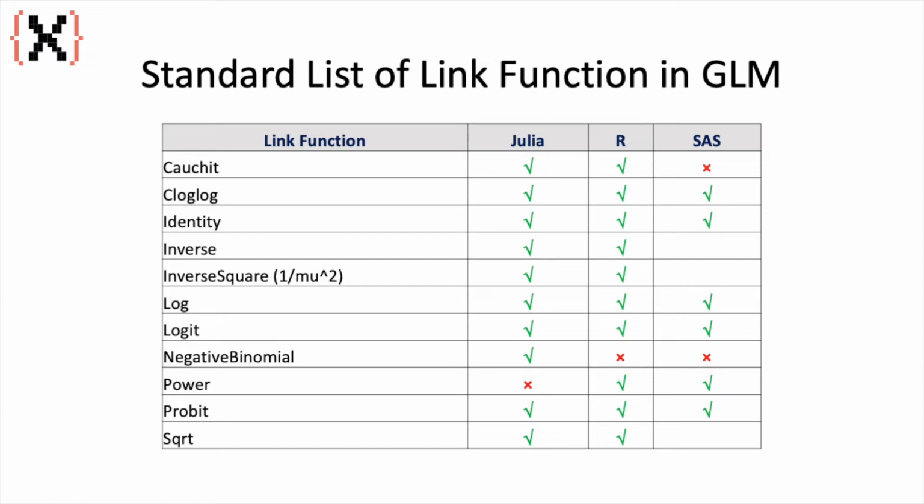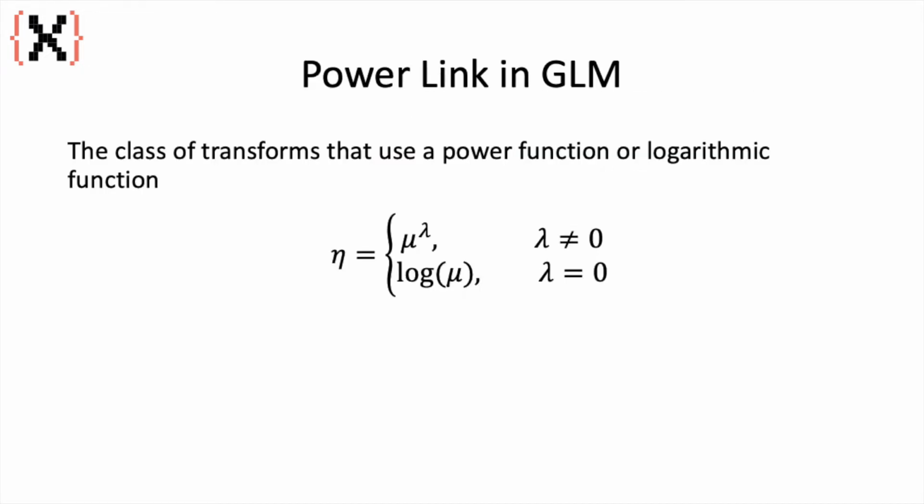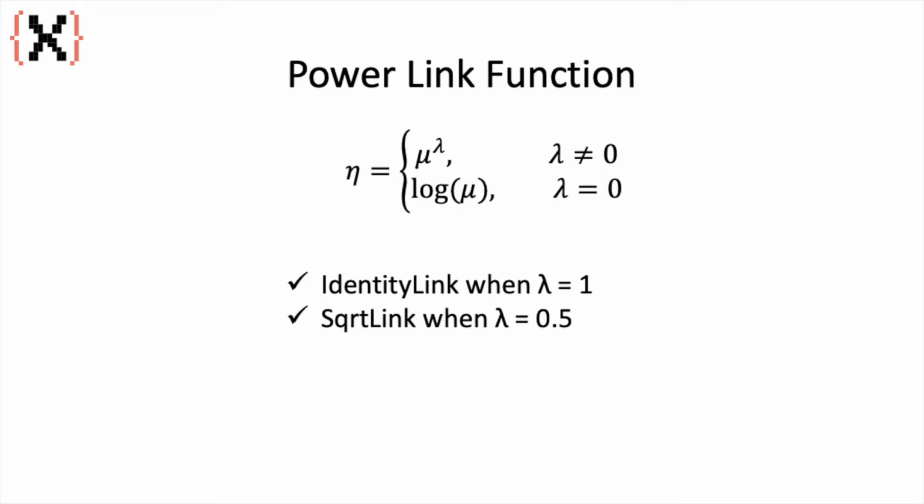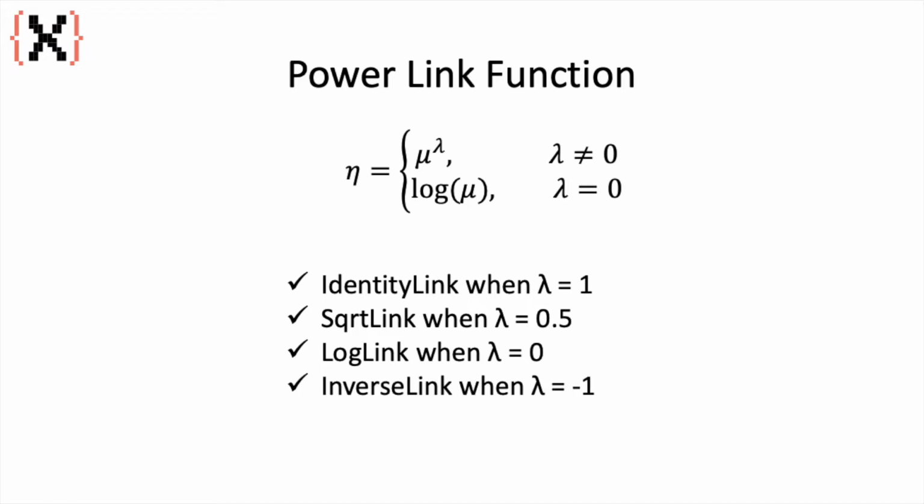The list of link functions is quite impressive. The one and only missing link function is the power link. The power function defines the class of transforms that use a power function or logarithmic function, as shown here. Many existing link functions are a special case of power link. For example, it is identity link when lambda is 1, square root link when lambda is 0.5, log link when lambda is 0, inverse link when lambda is minus 1, and inverse square link when lambda is minus 2.